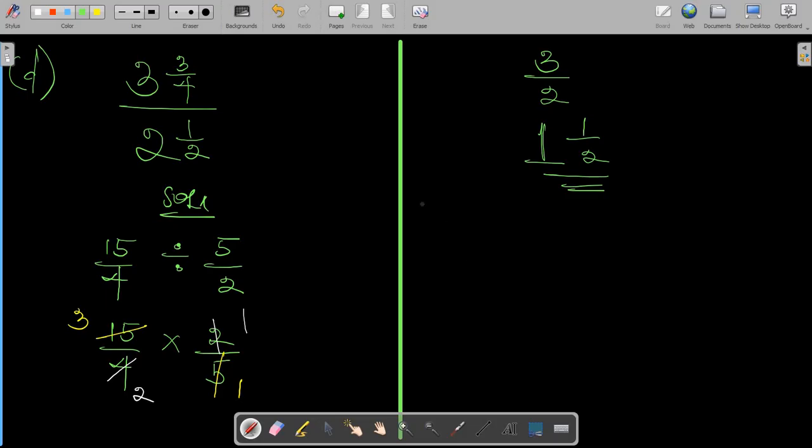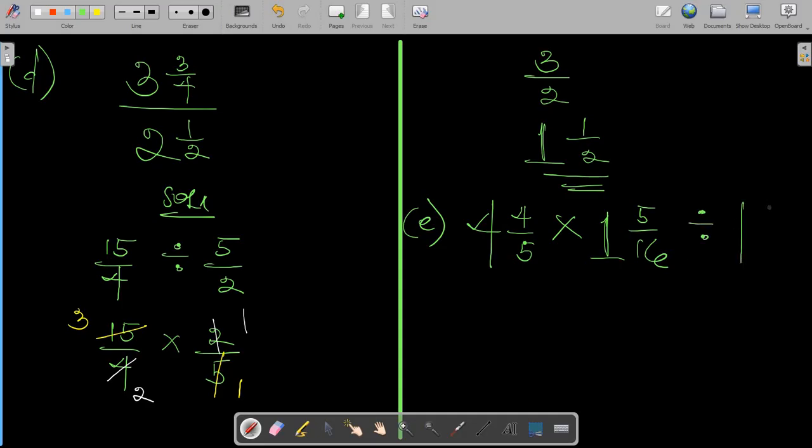Now let me pick the 5th question, relating to division and multiplication. So let's go. Let's say we are given 4 whole number, 4 over 5, to multiply by 1 whole number, 5 all over 16. Okay, let me add one more to it. This is divided by 1 whole number, 2 over 5.